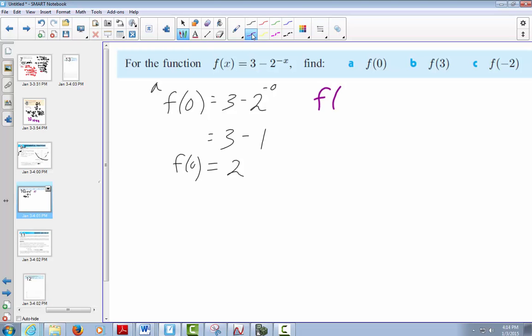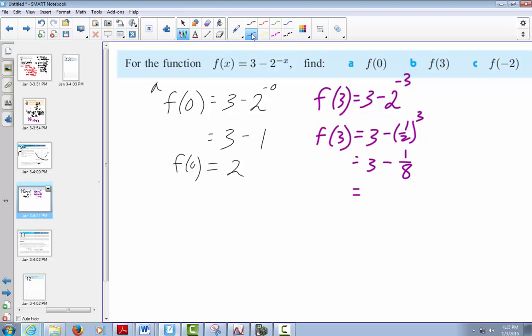What about f of 3? Well, we have 3 minus 2 to the power negative 3. Ooh, this could get ugly, because that means I have 3 minus 1/2 to the power 3, which equals 3 minus 1 over 8. So that's going to be, 3 is the same as 24 over 8, minus 1 over 8. So my answer is 23 over 8. Getting a little ugly, real quick.